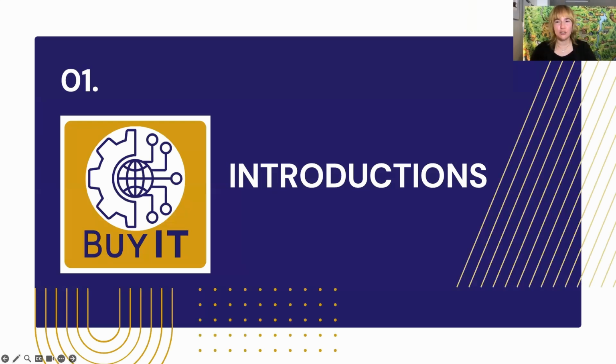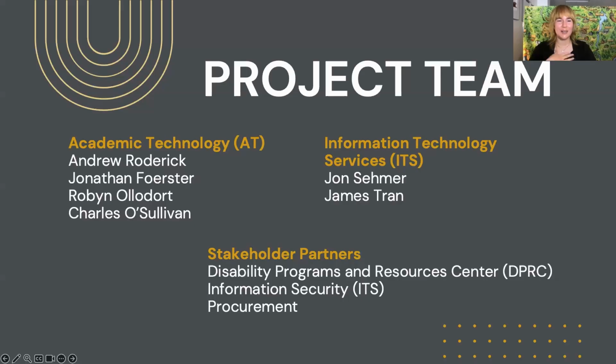And so we'll start off with some introductions. I'm Robin Oladort. I'm part of the academic technology side of the project team. You can see that the project team is composed of members from both academic technology and information technology services. But what's maybe even most important of this effort is the stakeholder partners that we partnered with. So this includes Disability Programs and Resources Center, or DPRC, Information Security, which is a part of the Information Technology Services team, and procurement.